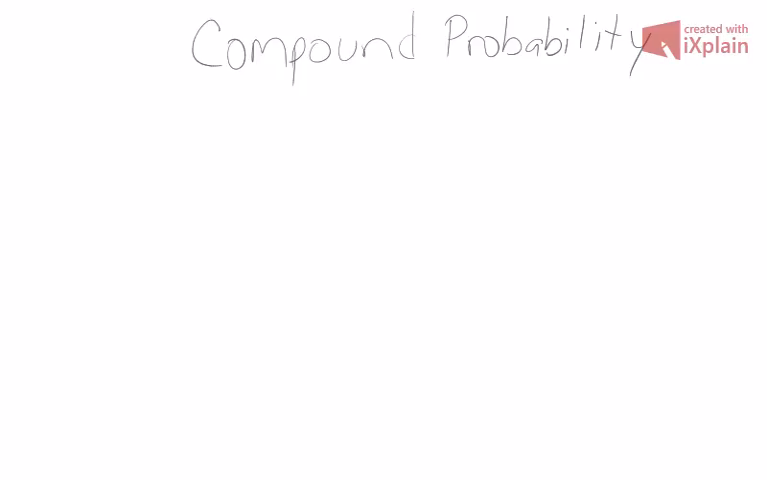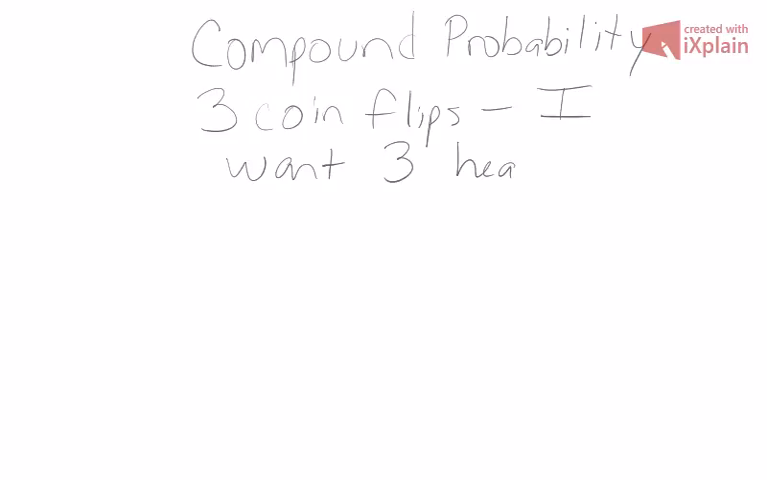For an example, let's think about if we were to flip a coin 3 times. So 3 coin flips. And what if I wanted to get heads every time? So I want 3 heads. And I want to know what my chances of getting 3 heads in a row would be.